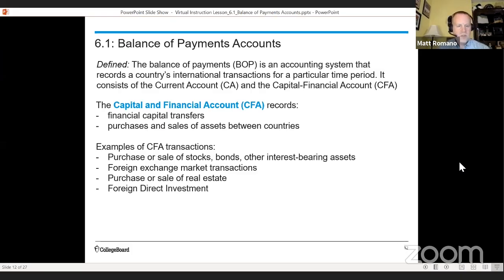Foreign direct investment is a version of that. You know the word investment spending, and this is, again, business spending ultimately. The example I just gave, a company builds a factory in another country, that's foreign direct investment. It's going to go on the capital and financial account.